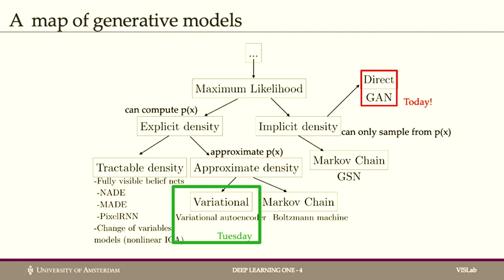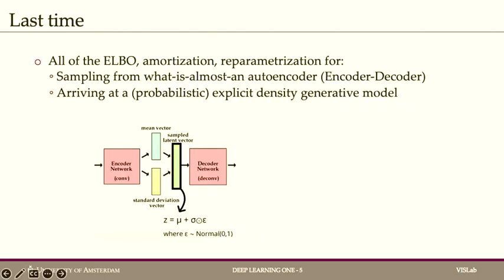So today, we're going to go to the other branch, the implicit density branch, and talk about models from which you can sample from the probability distribution, but which cannot give you an estimate of how likely a particular image is. Last time, we did all of the ELBO, amortization, reparametrization, all of the mathematics to get from something that's almost an autoencoder, which had this nice encoder-decoder structure, to a probabilistic explicit density generative model.